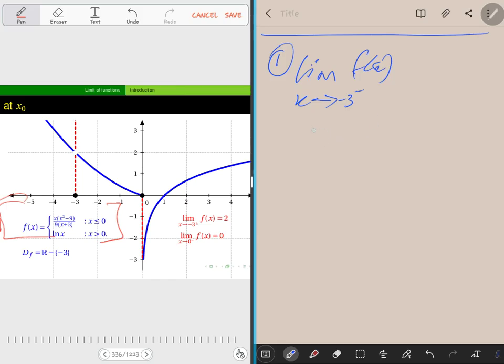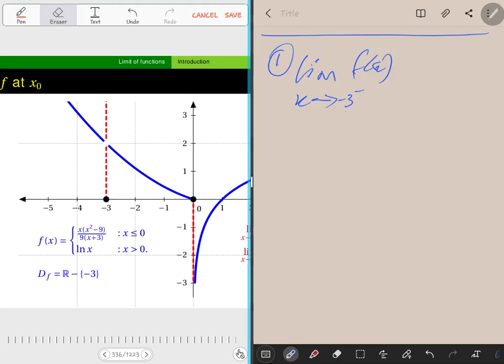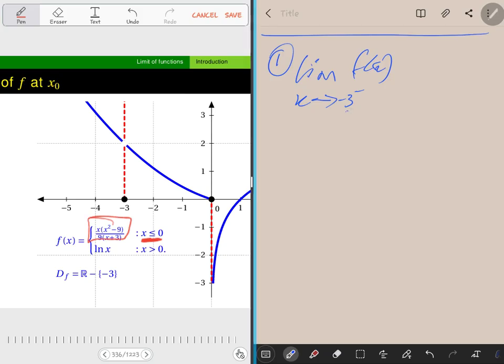So for reference, we are approaching negative 3 from the left side. When we look at the function here, the function is a piecewise function, meaning that depending on the value of x you are putting in, the function is defined in a different way. Here it says whenever x is less than or equal to 0, we use this part of the function. Negative 3 is less than 0, so we are in this part.